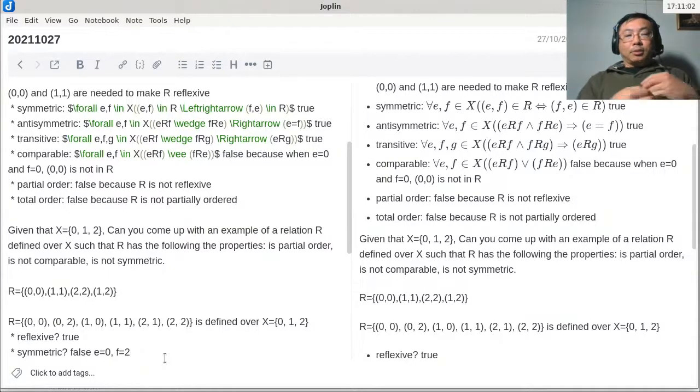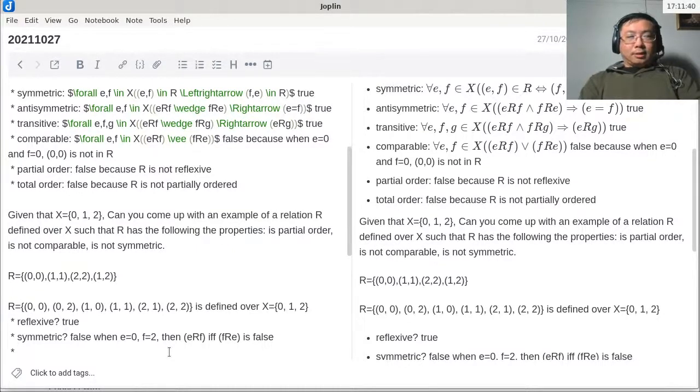Any questions about why this R is not symmetric? Okay. Now, to be more complete, we can say when E equals 0 and F equals 2, then E R F if and only if F R E is false. Because one is true and the other one is false, that's why the if and only if is going to be false.